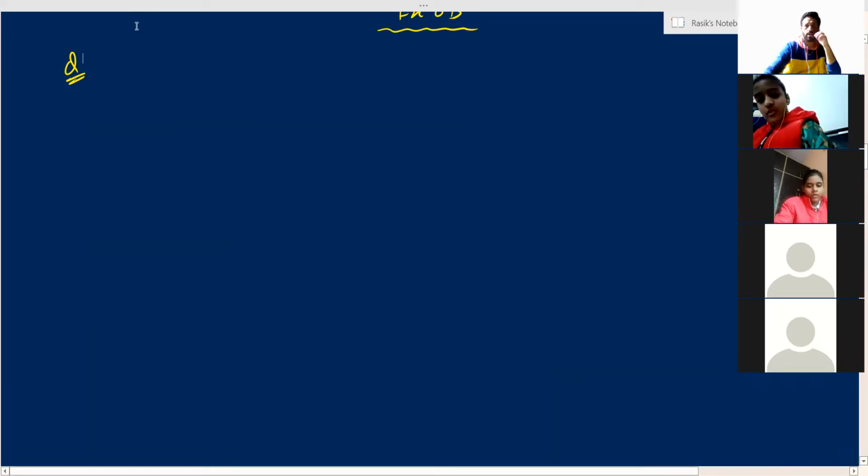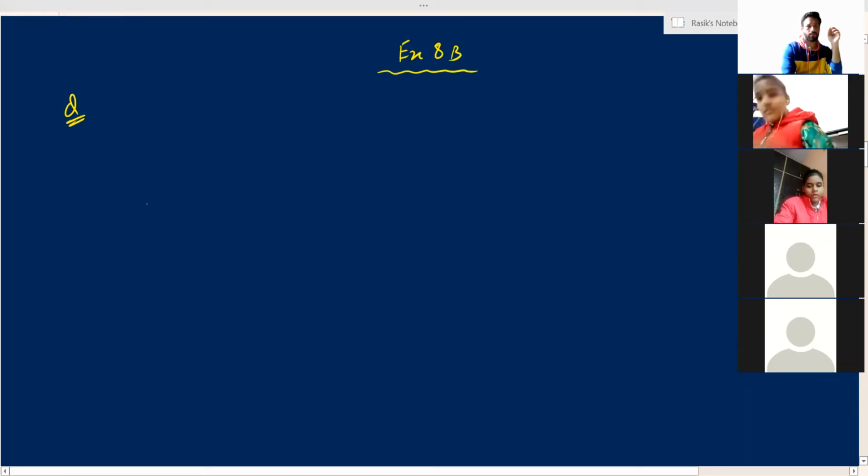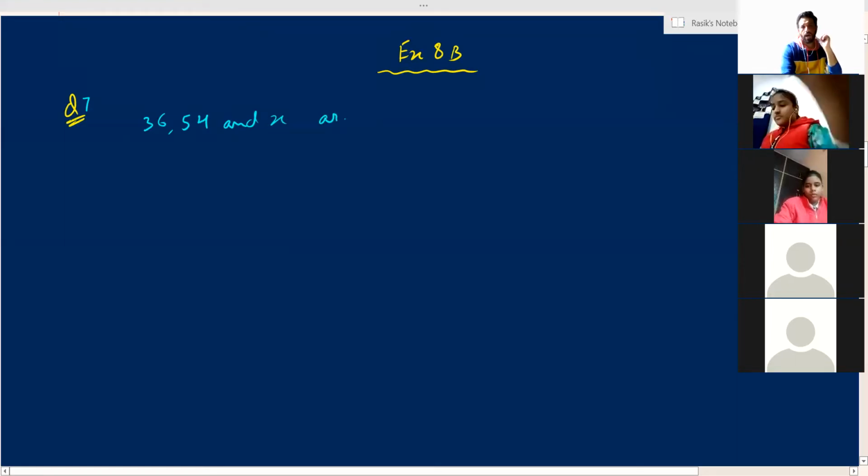Question 7. A little different from this one. Just a very, very small change. Now there are not 4 numbers, there are 3 numbers. And it is said in the question that the 3 numbers are in continued proportion. So what is given here? 36, 54 and x. 3 numbers only are in continued proportion. Please notice here that the word continued is given.